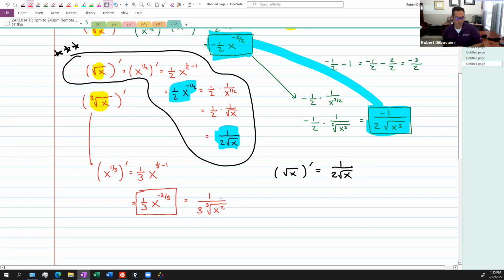It would be 1 over 3 times the cube root of x squared. Questions?